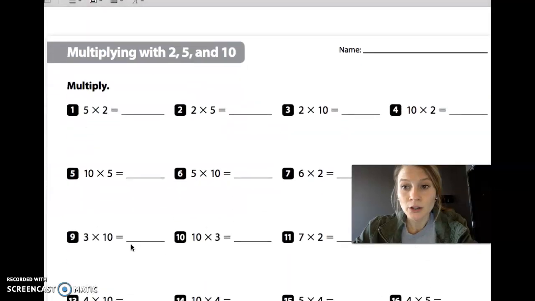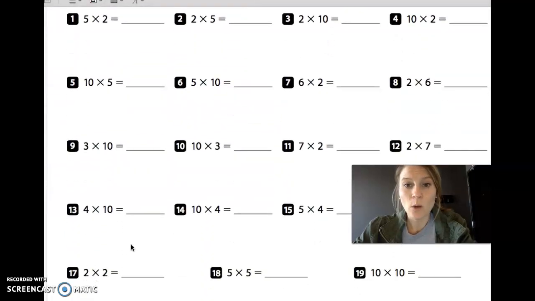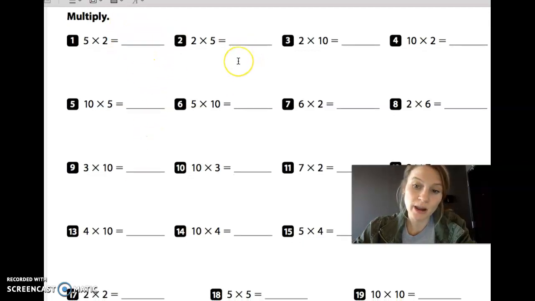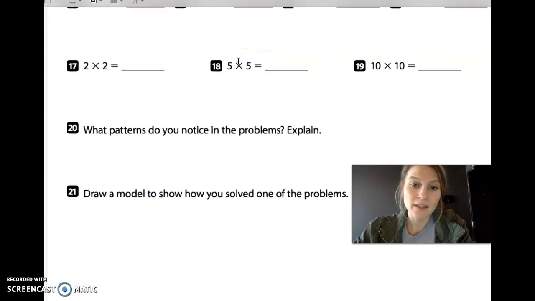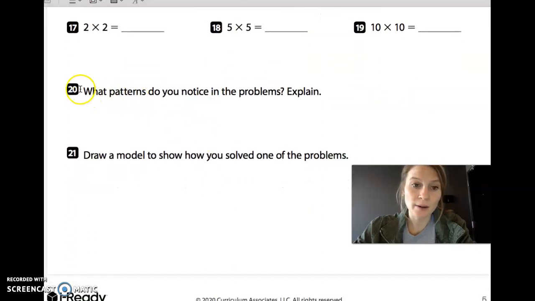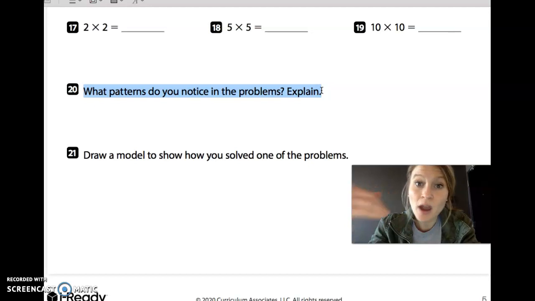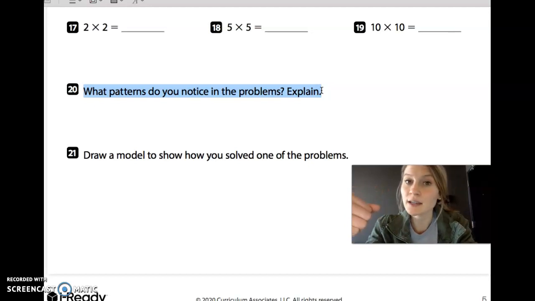Now, for 5, wow. See these, you guys, you can rock these. All you're going to do is put the product right in each spot. Okay? And then this is a really good problem here. What patterns do you notice in the problems? So pay attention to see how the numbers, how either they're increasing. Are you noticing something going on with the product? Are you noticing something going on with the groups, or how much is in each group?